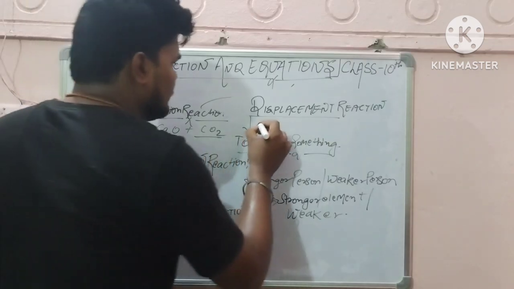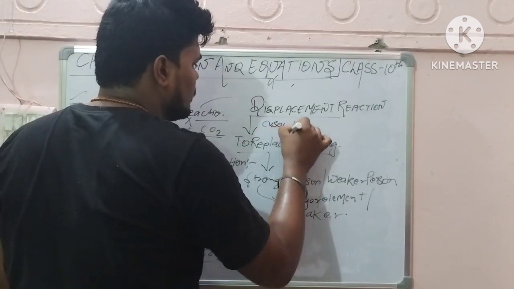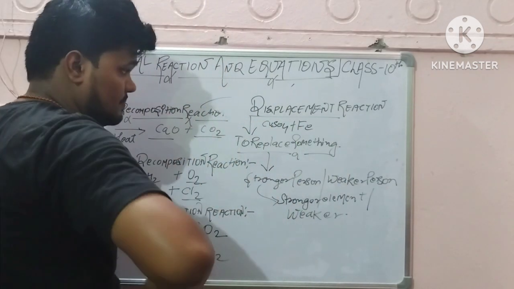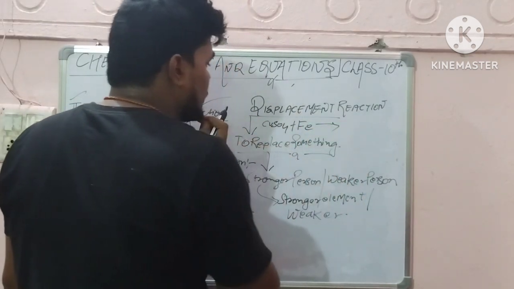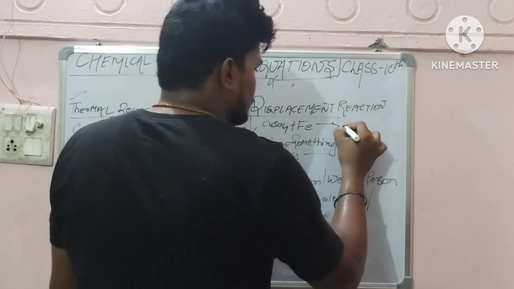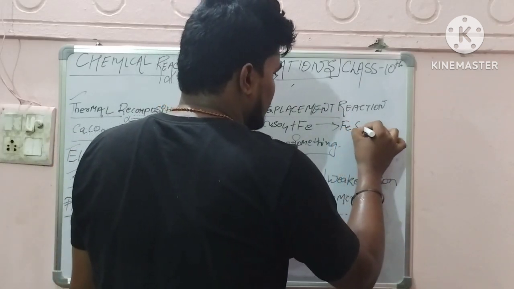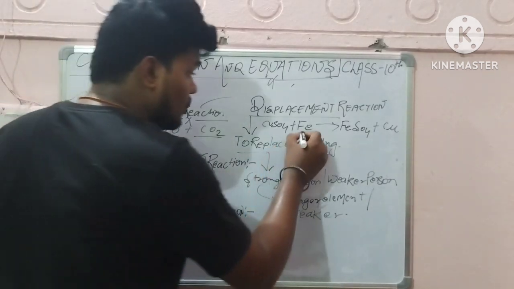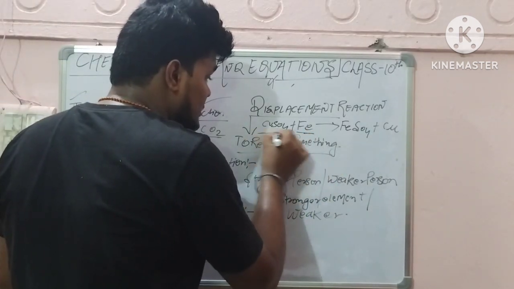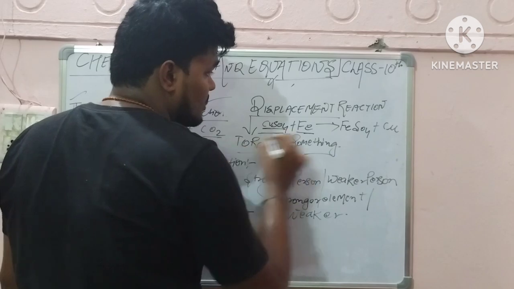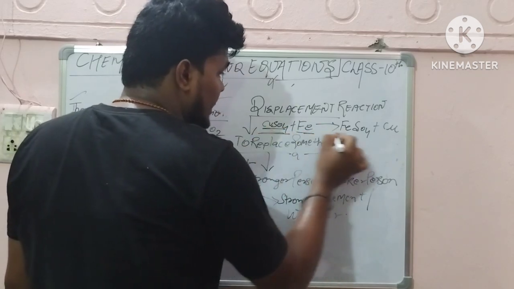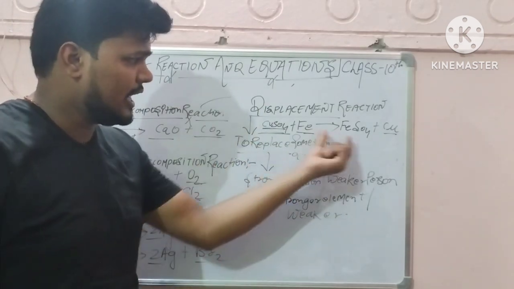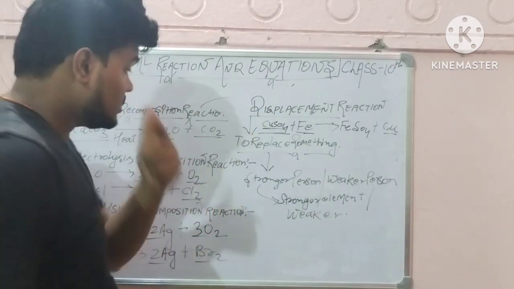Suppose what example do we take? We take CuSO4 and we take Fe, iron. Iron is more reactive than copper, so it will become FeSO4 plus Cu. So iron, being more reactive, has taken SO4 from here and made copper alone. You go, I don't need you copper, you go from here. I have taken this.